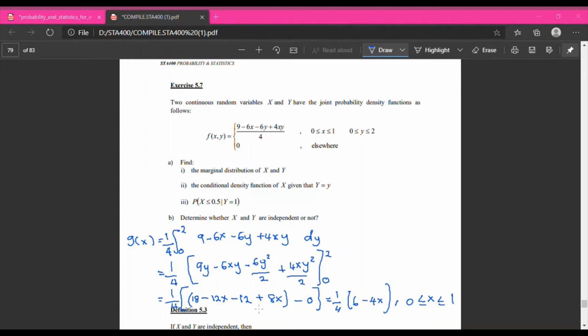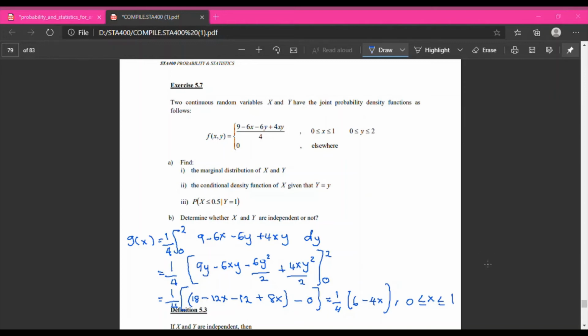So what are the limits, from where to where? We have to look at the limit of x too. If it were from negative, it would be negative, but here it starts from 0. Because we want x less than 0.5, the lower limit will start with 0, until 0.5. Okay, so what is the function? This function, then replace y with 1: 9 minus 6x minus 6 (replacing y with 1) plus 4x (replacing y with 1), divided by 6 minus 4 (replacing y with 1), integrate with respect to x.